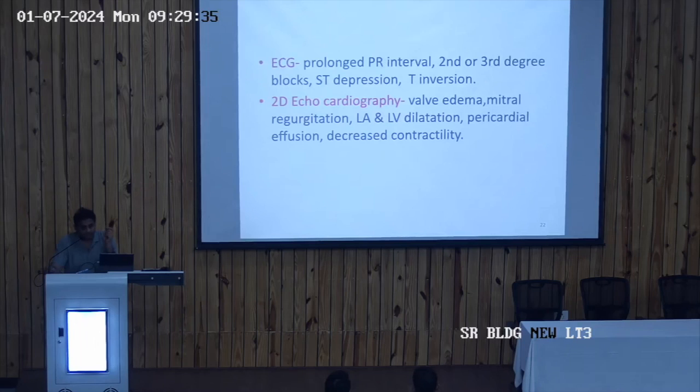2D echo: if we suspect cardiac involvement, there is valve edema due to the inflammation and mitral regurgitation, because there is valvulitis in the initial stage, so there is a regurgitant flow from the left ventricle to the left atrium. LA and LV dilation: if it is a chronic phase, the LV gets dilated. Pericardial effusion may be seen in the form of pericarditis, and decreased contractility if there is heart failure.